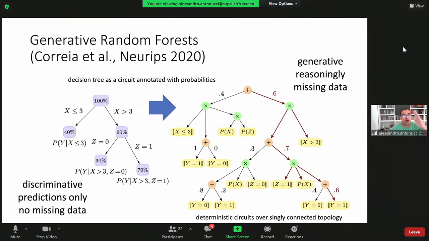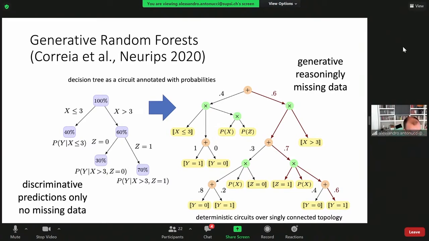So for instance, now we have the first bifurcation on the decision tree between x smaller than or equal to 3 or greater than 3, with two probabilities, 0.4 and 0.6. This is a sum node. Of course, in the two product nodes associated to these two branches, we have to put the indicator function forcing x to be smaller than or equal to 3 and x greater than 3. And then we go ahead recursively. And in this way, we create a circuit.